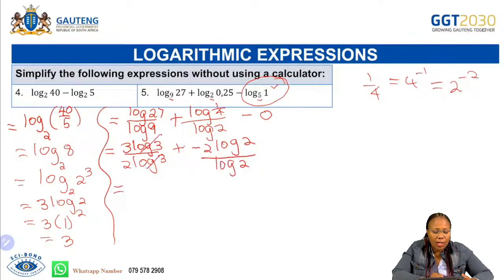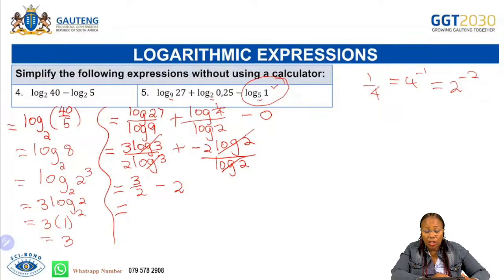Then log 3 will cancel log 3. We are left with 3 over 2 minus, log 2 goes once there. And then we have a plus minus, which will be minus 2. And then 3 over 2 minus 2 will give us a half as an answer there. So that is how you simplify that, grade 12s.